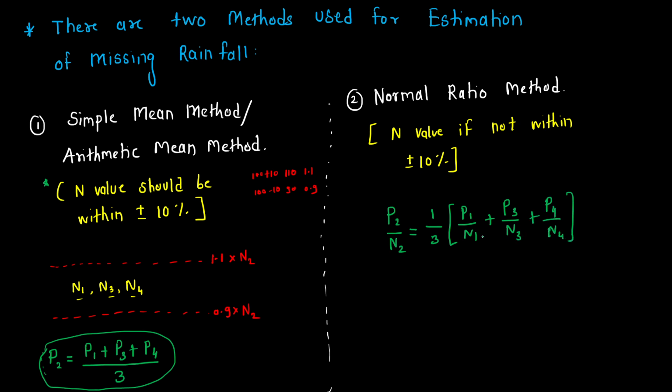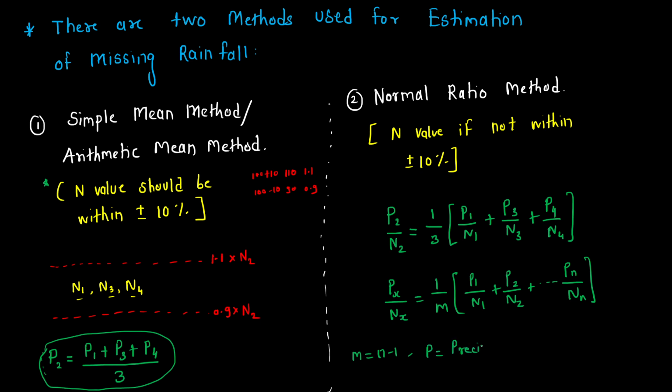If you want to write it in terms of x, you can write it like this: Px by Nx is equal to 1 by m into P1 by N1 plus P2 by N2 and so on up to Pn by Nn, where m is equal to n minus 1, the total number of stations minus 1. What is the meaning of P? P means precipitation, or we can say average precipitation, and N is the normal precipitation.